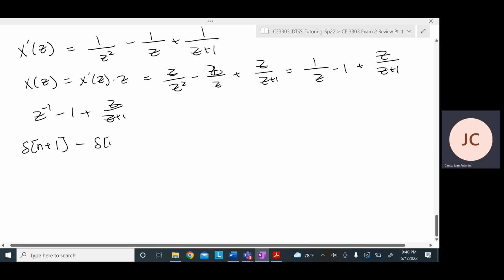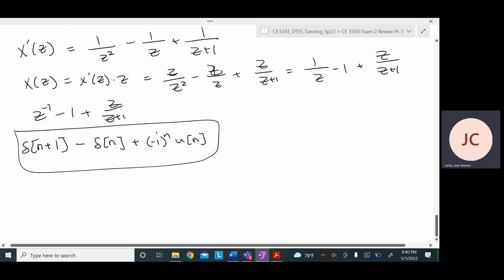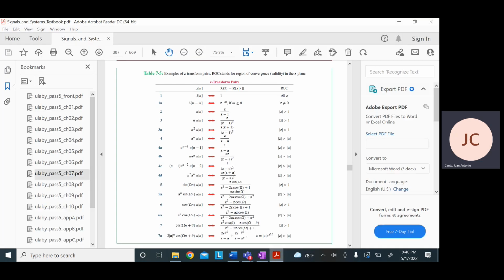Minus delta n plus -1 raised to the n u(n). That's our answer. And where this comes from, delta of n plus 1 is right here.